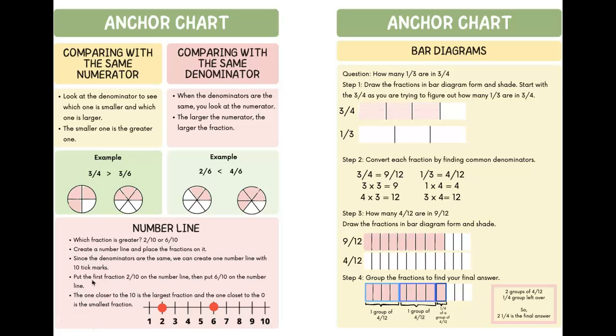Comparing with the same numerator. We look at the denominator to see which one is smaller and which one is larger. We know that when you look at the smaller one, that is the greater one, and you can see that in my example where we have 3/4 and 3/6. So I shaded in the 3/4 and the 3/6, and you can see that there is more shaded in the 3/4 than there is in the 3/6.